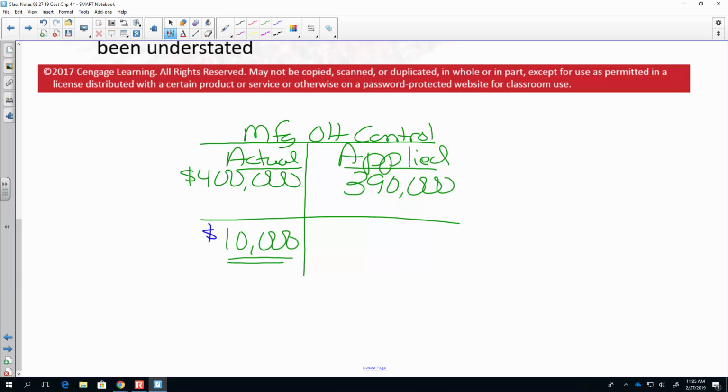That's the easy part. The question is, is it over or under applied? It's under, right? If you look at my applied here at 390, I didn't put enough into WIP than I should have. So this is under applied. On your multiple choice questions, the choices will be 10,000 over, 10,000 under. You've got a 50-50 shot at it. But you gotta make sure you get the right 50, right? That's 3 points right there, if you get it backwards.